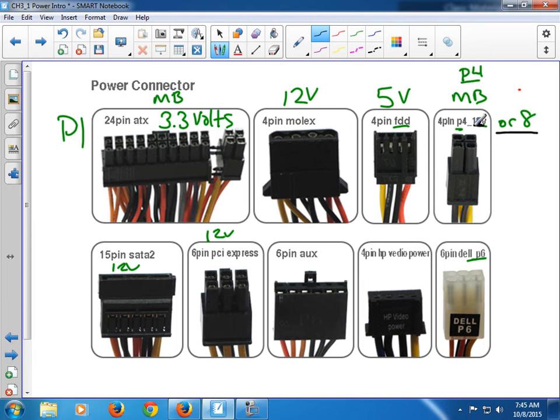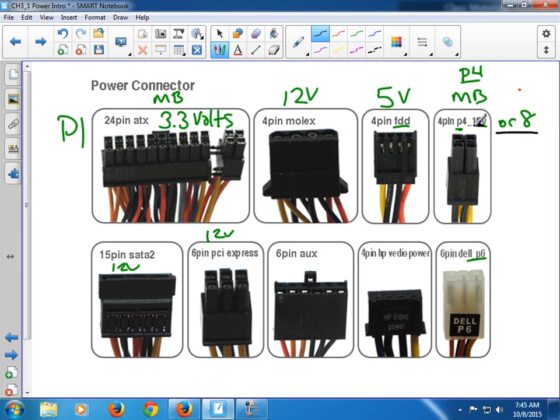So you'll see some of the data connections make a huge difference. The SATA connector for data right there is 6 times faster than the old connector for hard drives. So that makes a huge difference. But as far as the power goes, it makes no difference at all. It's the same power coming out.